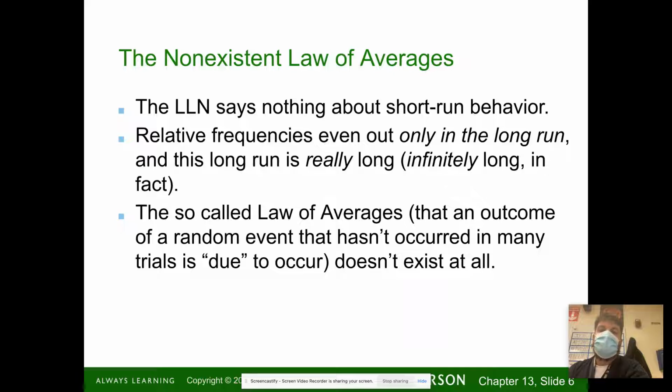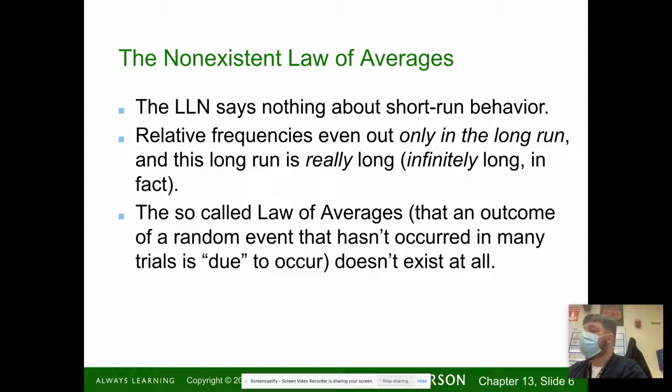So the law of averages, that is, the idea that the outcome of a random event that hasn't occurred in many trials is due to occur, doesn't exist at all. So I just countered myself, right? I said if I flip a quarter 20 times in a row, it seems like we might flip tails.